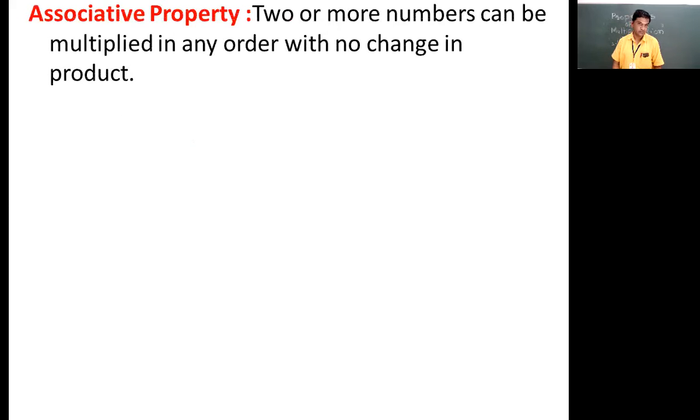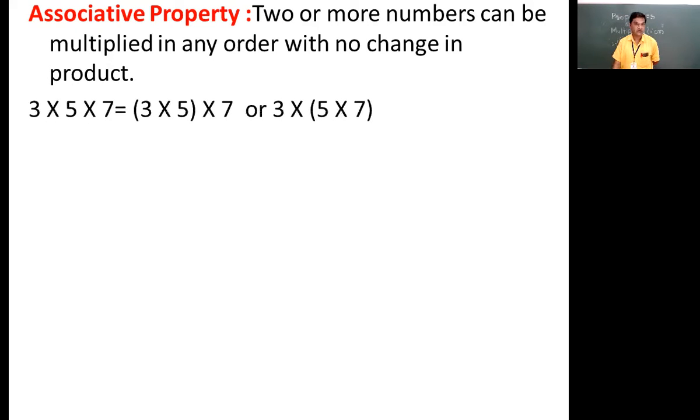Next property of multiplication is the associative property. What does this associative property tell us? It tells that when we are going to multiply 3 or more numbers at a time simultaneously, we can multiply them in any order. Let us see this with an example. 3 is being multiplied with 5, is being multiplied with 7. Now in this multiplication, we can multiply 3 with the 5 first, we get 15, and 15 with the 7. So we'll get the answer as 105.